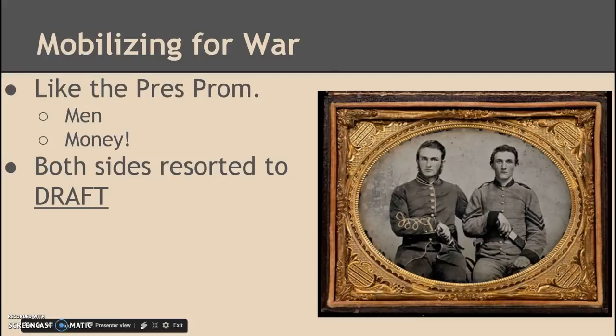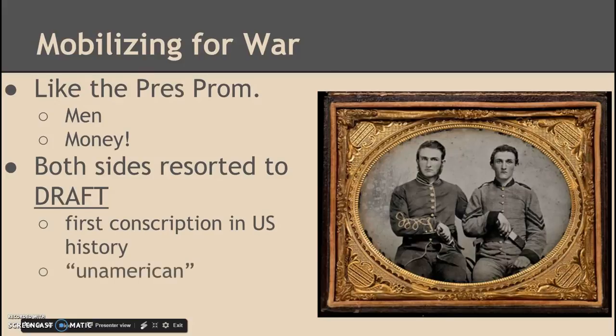Anyway, by 1862 to 1863, even bounties and other rewards weren't enough. So both the North and the South resorted, for the first time in American history, to compulsory military service. This is also called conscription, better known as the draft. Both the North and the South are going to use the draft despite its unpopularity. It was unpopular for a few reasons. There seemed to be something European and kind of un-American about the government forcing people into the army.